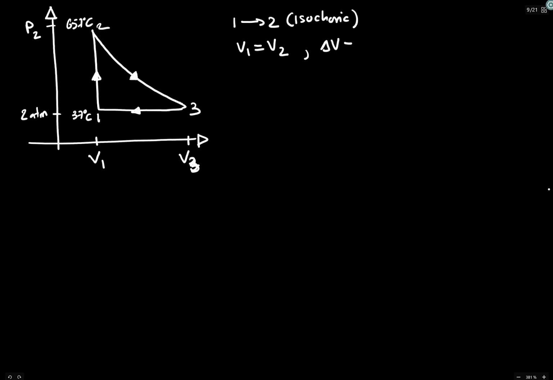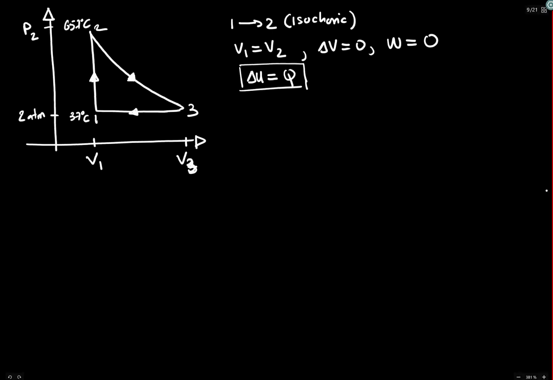The change in volume is zero, which means that no work is done by the system or on the system. And if no work is done, the change in the internal energy of the system will be equal to the total energy added to the system. Now, another big part of this is for you to take note of the fact that if V1 is equal to V2, then we know that P1 divided by T1 is equal to P2 divided by T2. This is essentially pressure law.